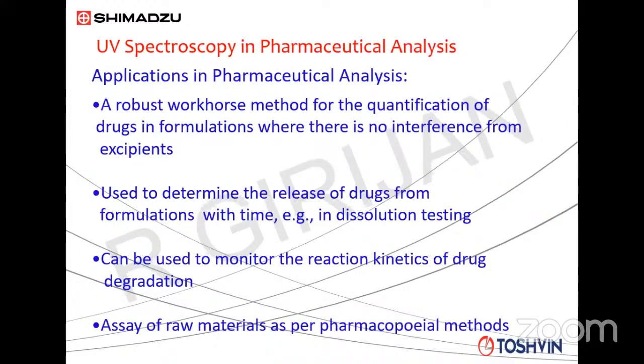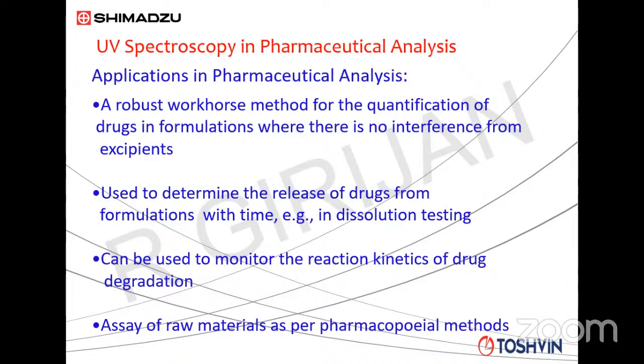UV spectroscopy in pharmaceutical analysis, applications in the pharmaceutical area: a robust workhorse method for the quantification of drugs in formulations where there is no interference from excipients. If excipients are not going to interfere, you can even go for quantitation in a formulation. Well, that is something like multi-component analysis.